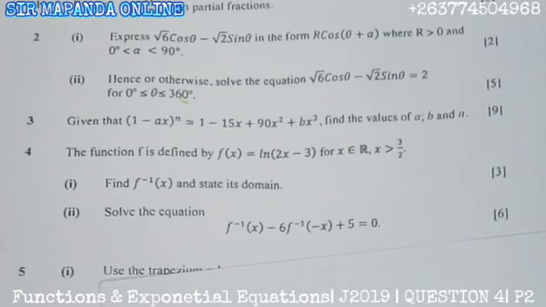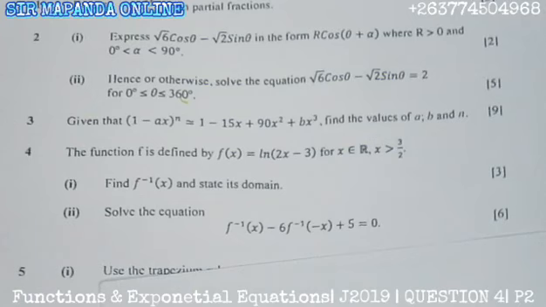Right, we are now moving on to question number 4. This is in line with our functions. It reads, the function f is defined by f of x is equal to ln(2x - 3) for x is an element of real numbers where x is greater than 3 over 2.